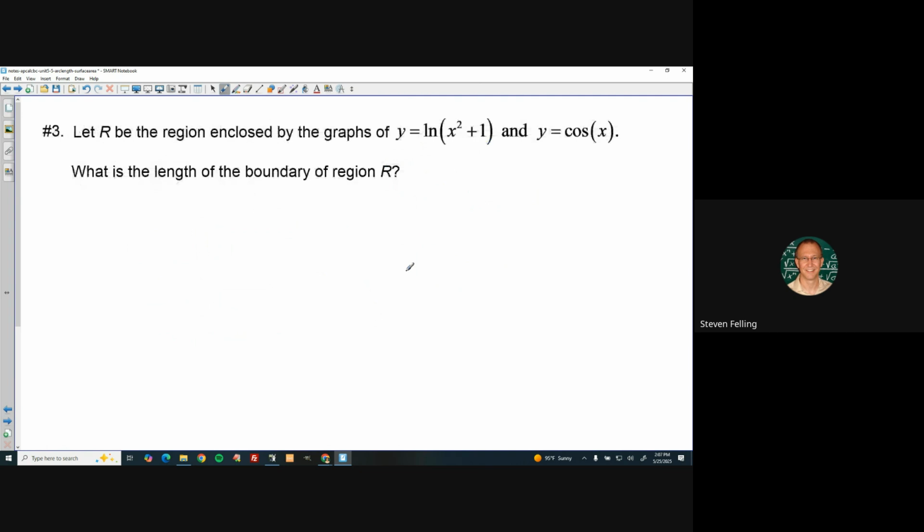Let's do one more variation on this before we move on to surface area. So let R be the region enclosed by these two graphs. What's the length of the boundary region of R? I think we should use a calculator to graph to see what's going on here.